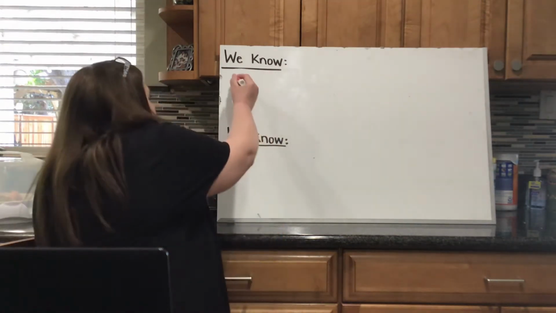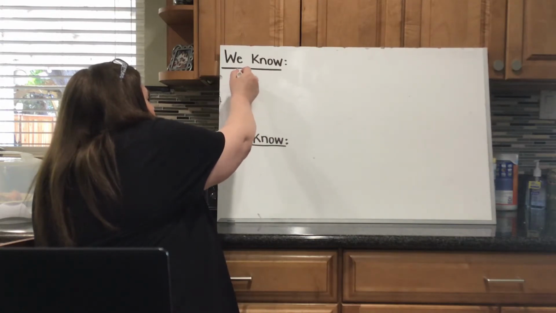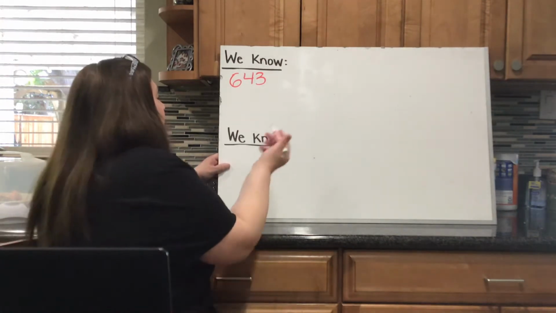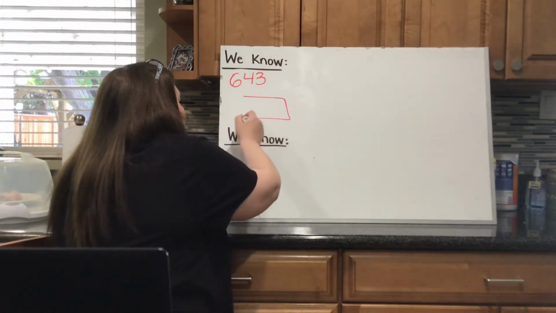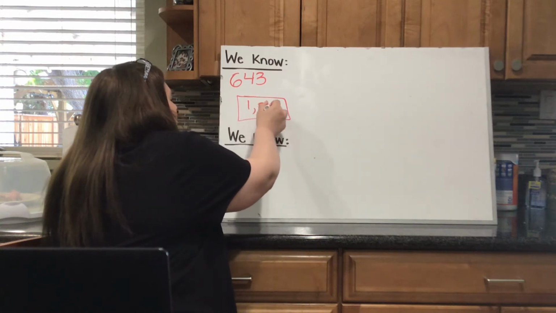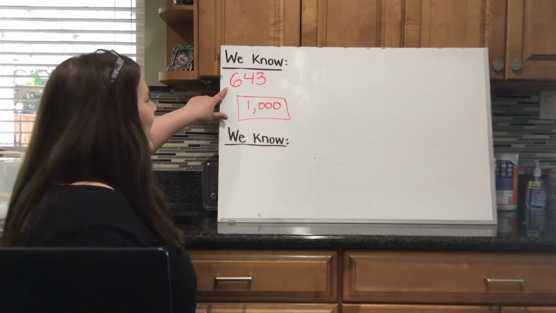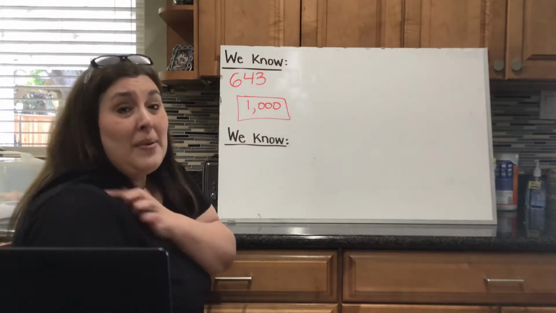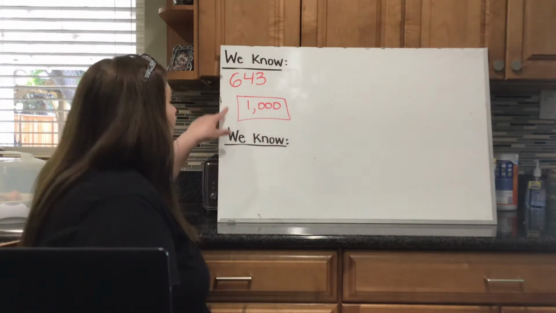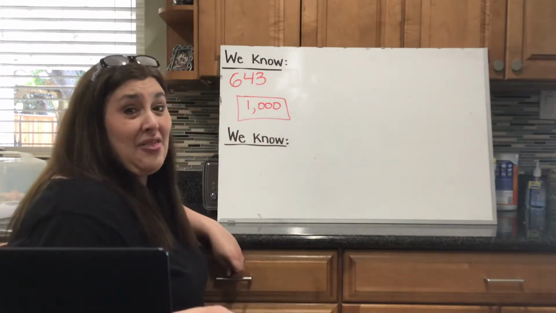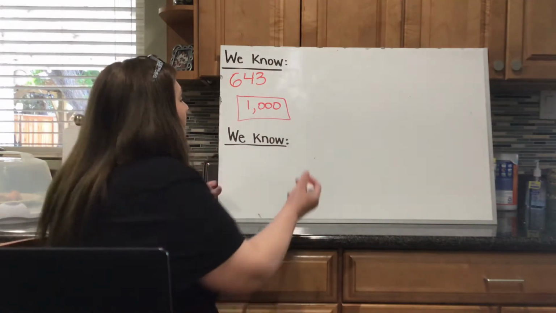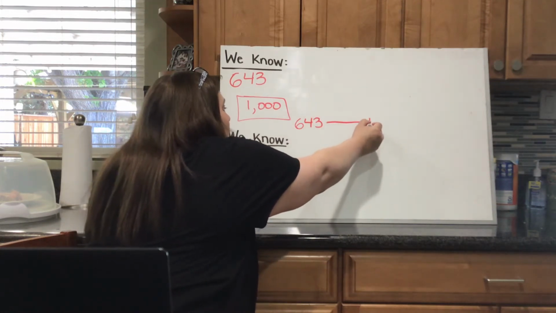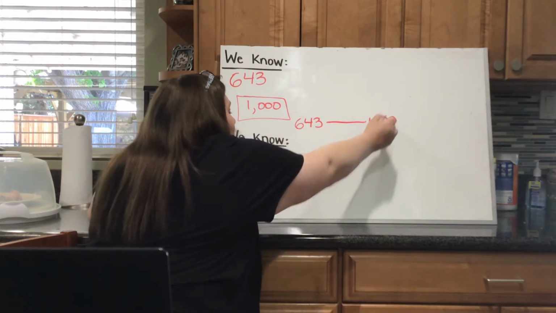We know that she has put in 643 puzzle pieces. We also know that in the entire puzzle, so I'm going to make this big box, in the entire puzzle, there are 1,000 pieces. And she's already put in 643, so she's doing a pretty good job. So the question is, how many more pieces does she need to put in to get up to 1,000 and complete her puzzle? So really, she's put in 643. How many more does she need to get to 1,000?